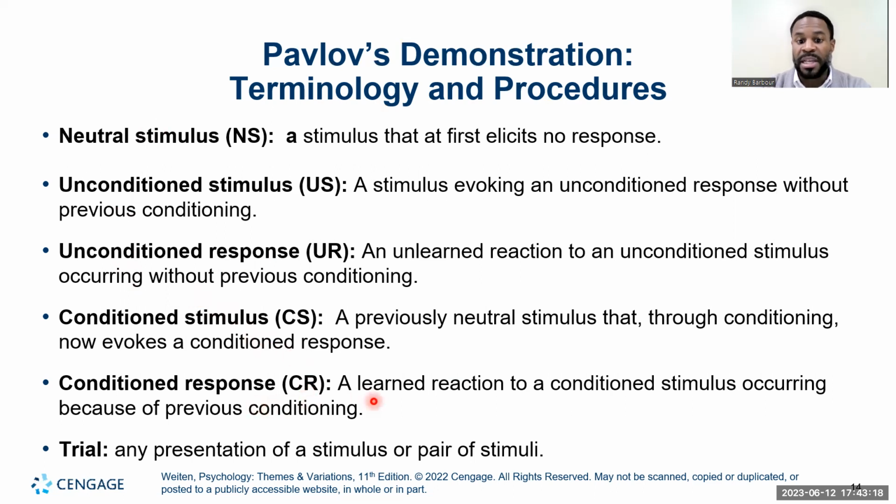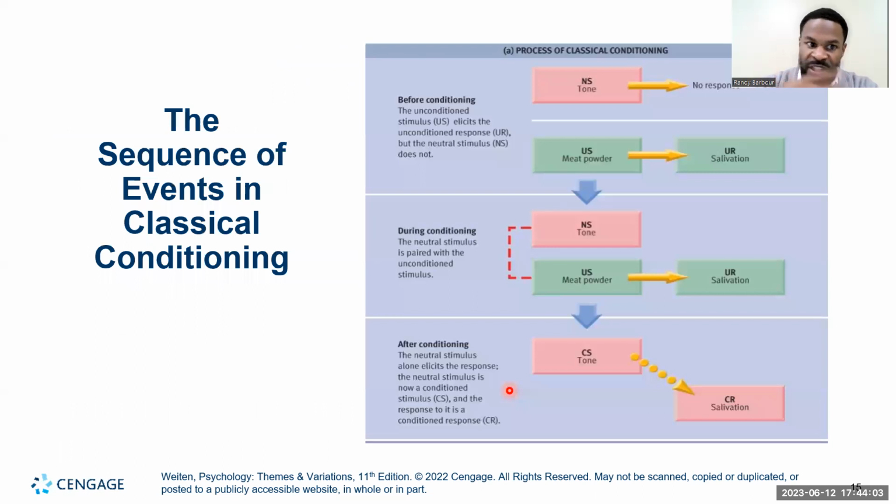And the conditioned response is that learned reaction to the conditioned stimulus, and it occurs because of the previous conditioning that we talked about. So, in order to make the neutral stimulus a conditioned stimulus, you have to go through several trials, right? Depending on the animal or the human, it depends on how many trials. Some you may need 1 or 2 trials. Others you may need 5 or 6 trials, or maybe 100 trials before you can link this neutral stimulus to the conditioned stimulus. But trials are any presentation of the stimulus or pair of stimuli to then evoke that reaction.